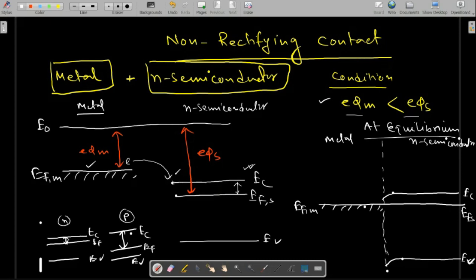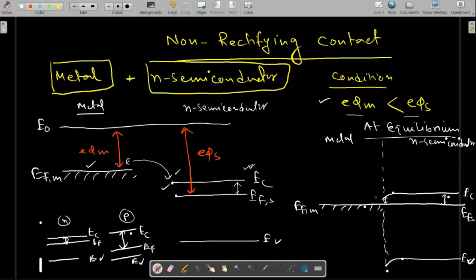Since the electron density is higher compared to the other part of the semiconductor, the semiconductor near the junction behaves like more n-type. With more n-type semiconductor, the distance between the Fermi level and the conduction band is less. See here, the distance is this one, whereas for the other part it is this one. So a downward bending will be there.